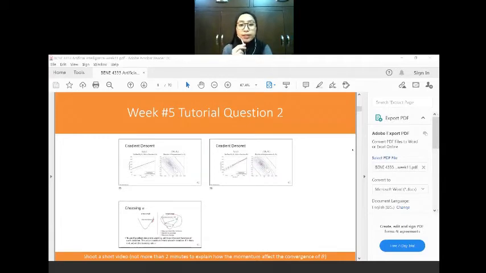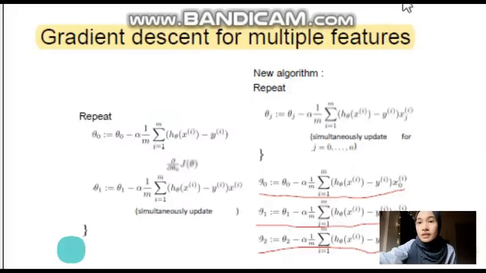Basically, to see if gradient descent is working, we need to print out the cost function at each iteration. The value should decrease at each iteration. If it does not, we should adjust the learning rate.